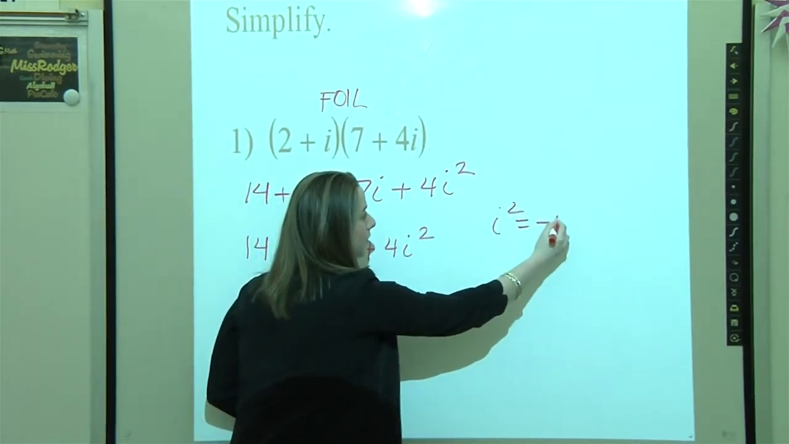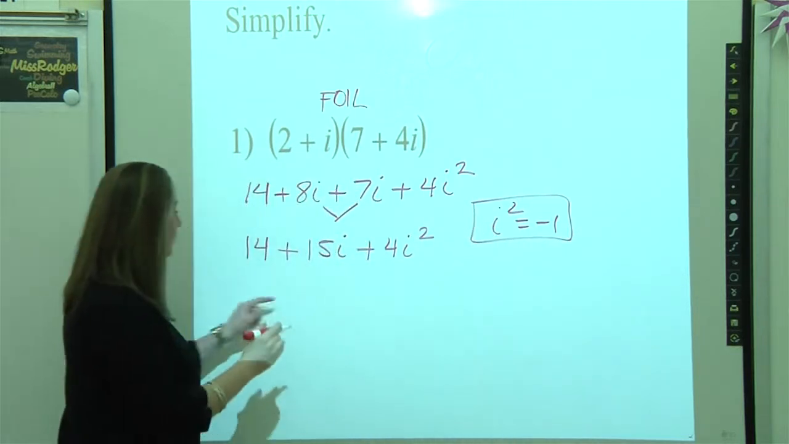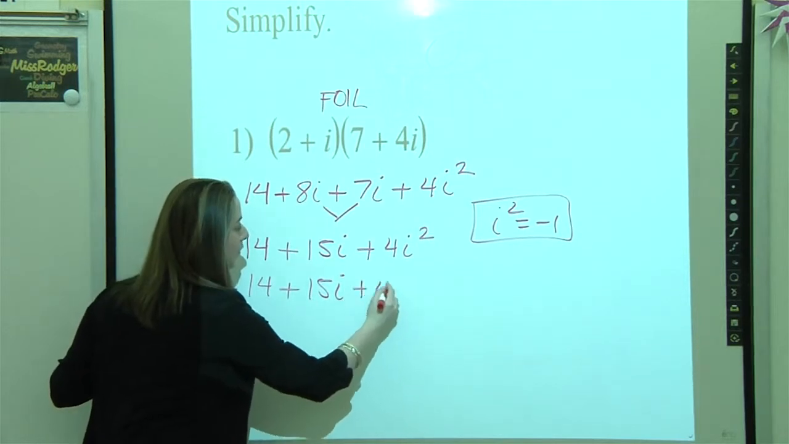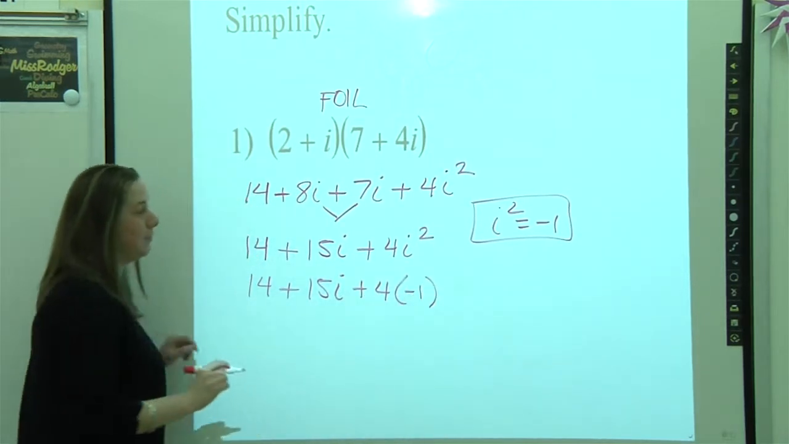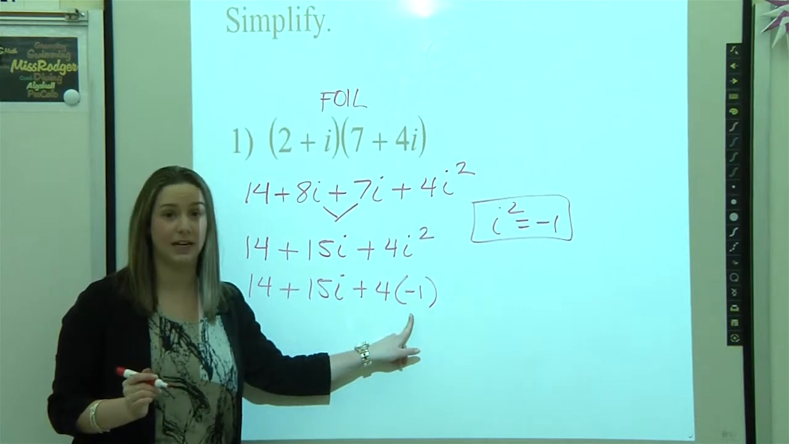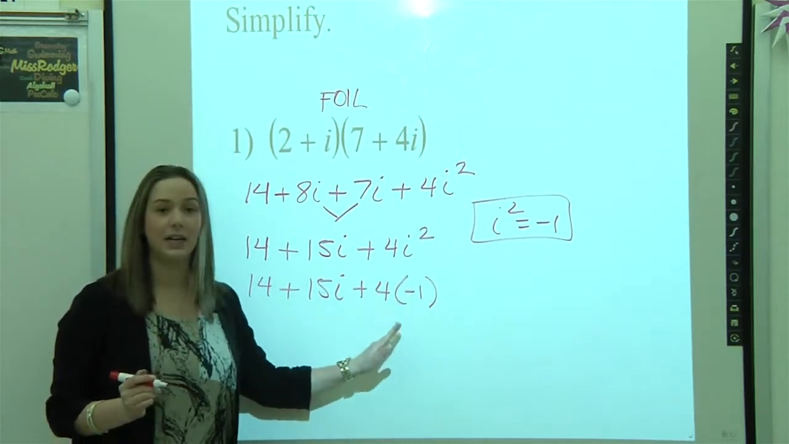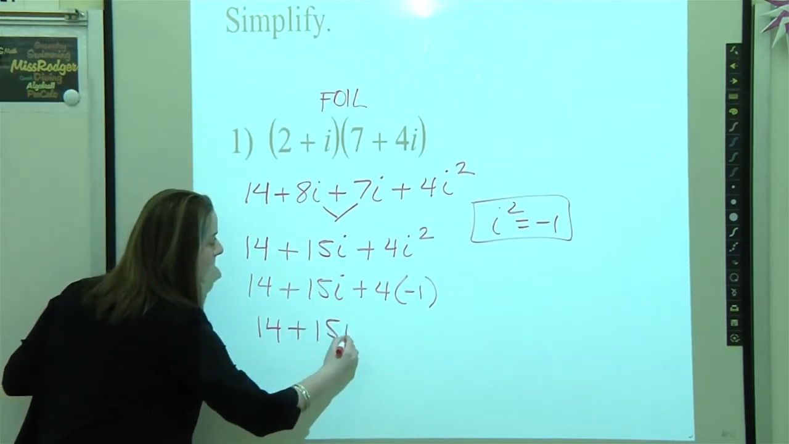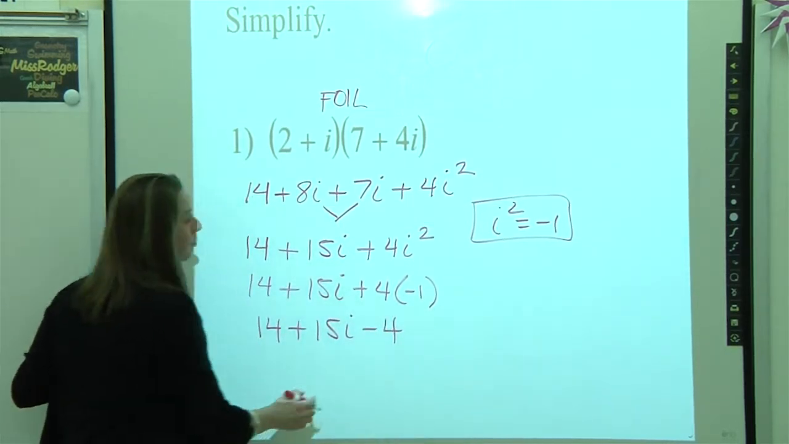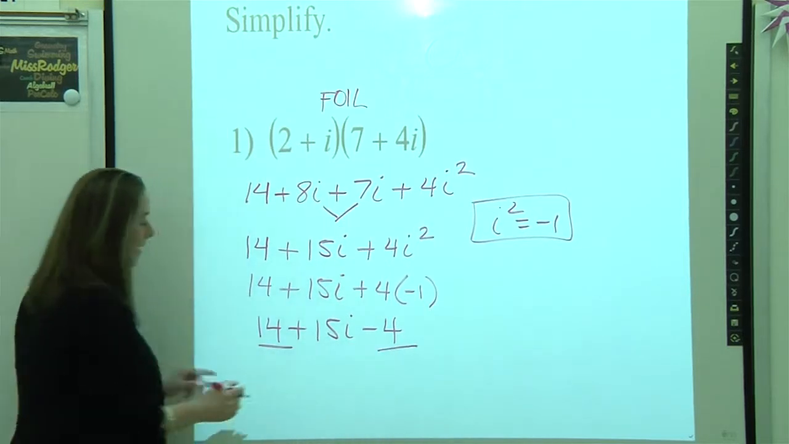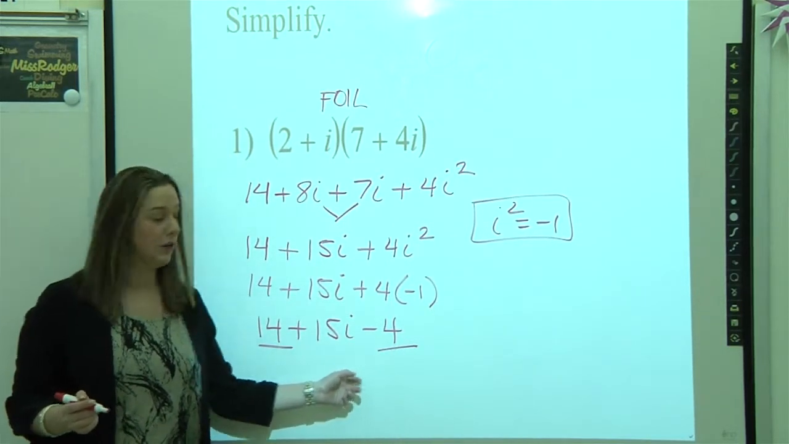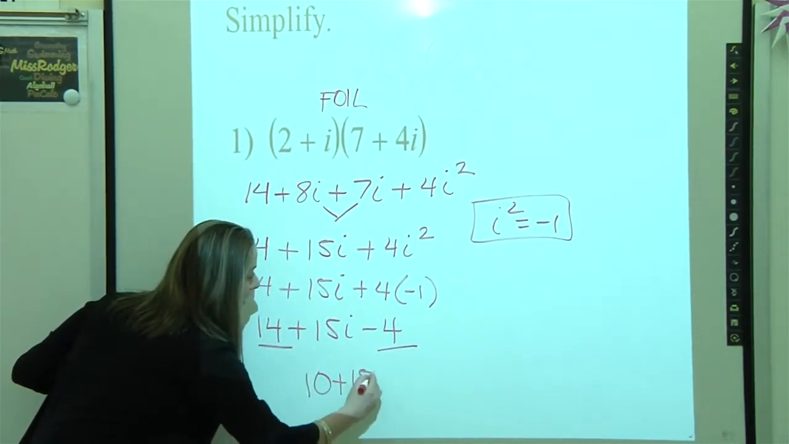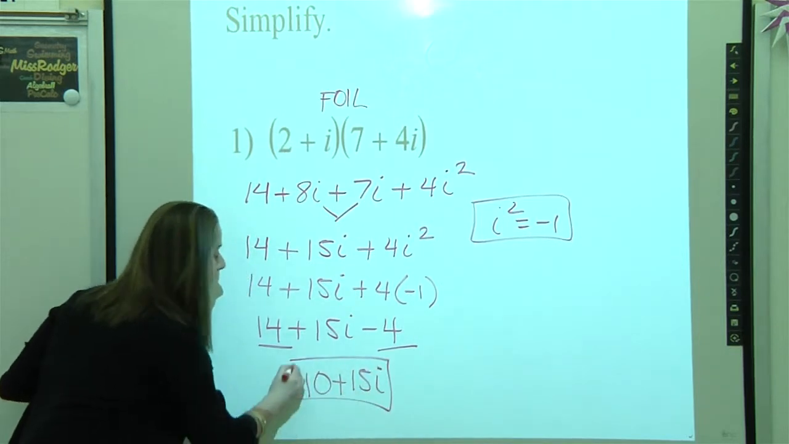i squared equals -1. So I have 14 plus 15i plus 4 times -1. I'm replacing i squared with -1. So this value right here is going to become -4. So I have 14 plus 15i minus 4. My like terms now are my 14 and my -4. 14 minus 4 is going to give me 10 plus 15i. This is my final answer.